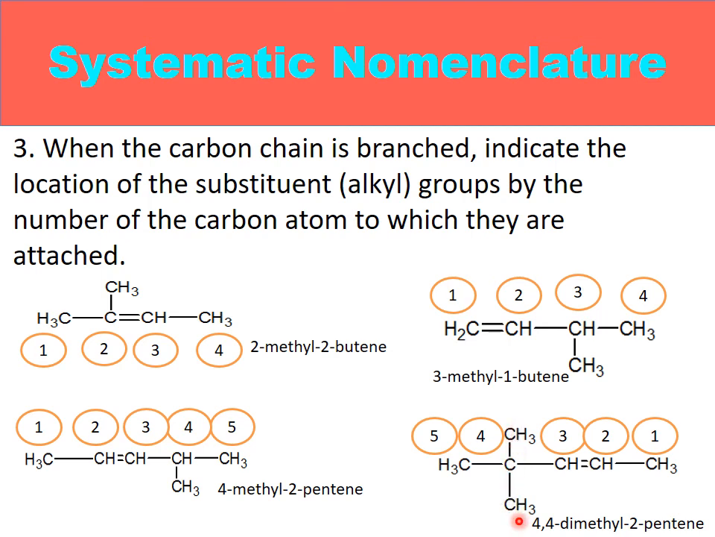4,4-dimethyl. So we should write number 4 2 times, since we have 2 methyl groups at carbon number 4, and dimethyl, since we have 2 methyl groups. Now we should mention the name of the main chain. 2-pentene, 2 since the double covalent bond is attached to the functional carbon number 2, and pentene, since the main chain is made up from 5 carbon atoms.